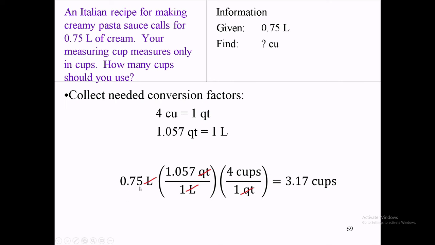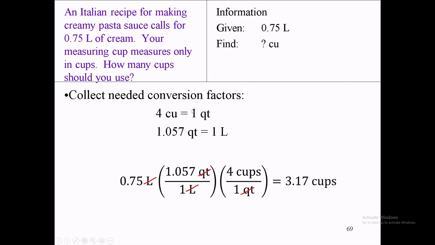Mathematically, I'm going to take 0.75. I'm going to multiply by 1.057. I can divide by 1, but that won't change the number. I'm going to multiply by 4, and then I'm going to divide by 1. Again, it won't change the number. When I'm done, I will have 3.17. And the unit will be cups, because as we can see here, we've canceled those other units.